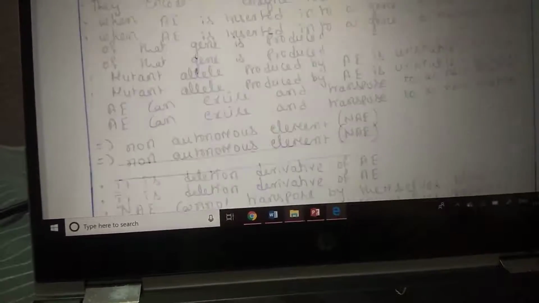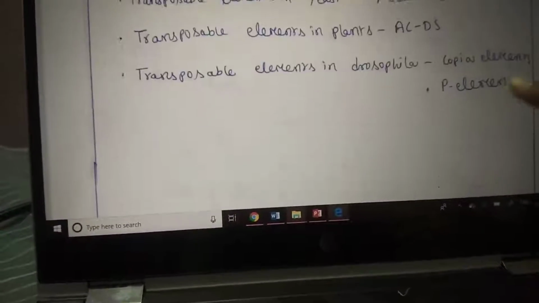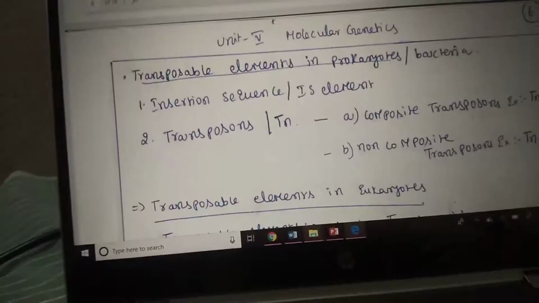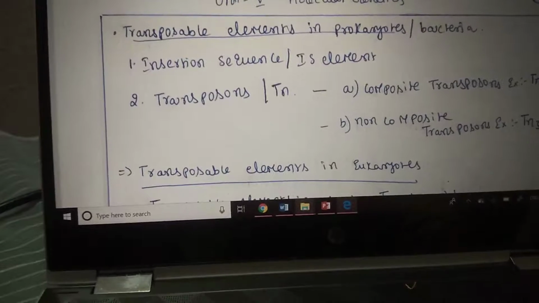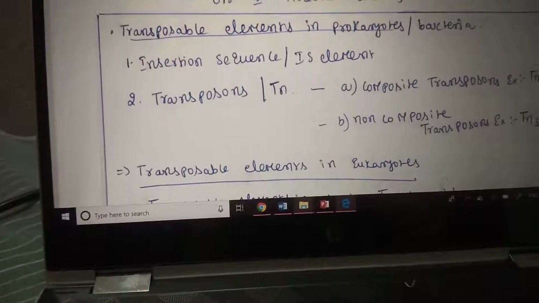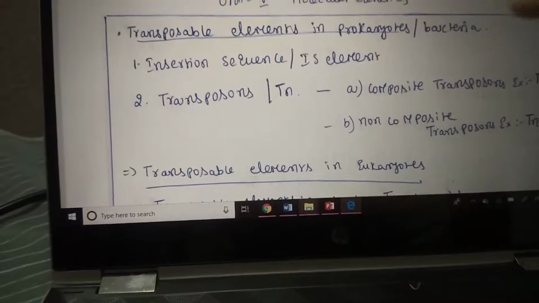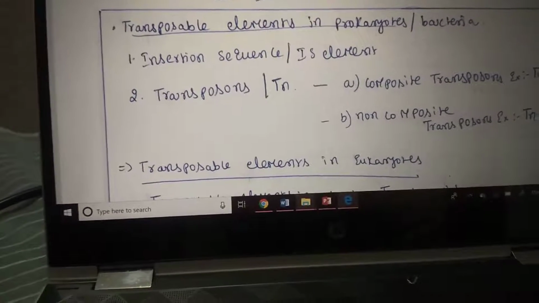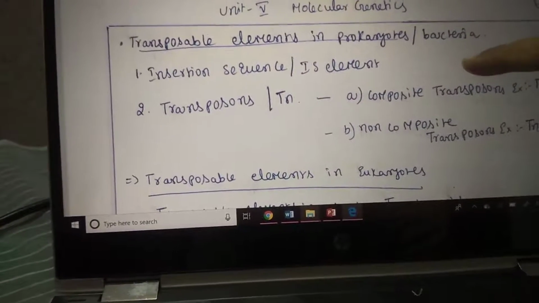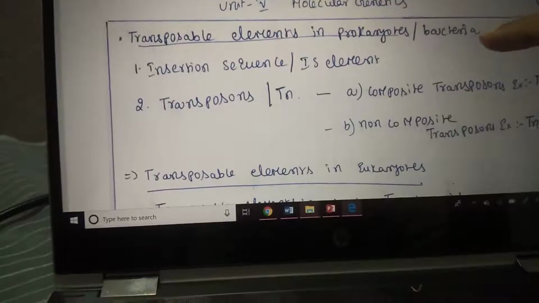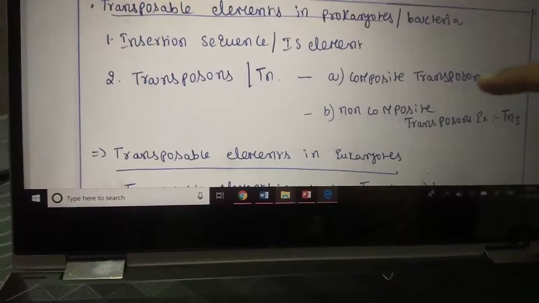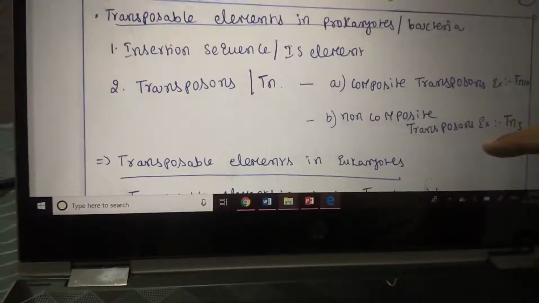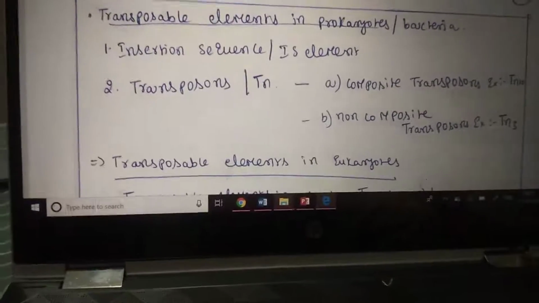And coming to the different types of transposable elements which are found in prokaryotes and eukaryotes. In prokaryotes, that is in bacteria, we find the IS element, that is insertion sequence, and transposons. As we discussed, the first class is transposon. These transposons are of two different types: composite transposon and non-composite transposon. In detail we'll discuss in the next video.